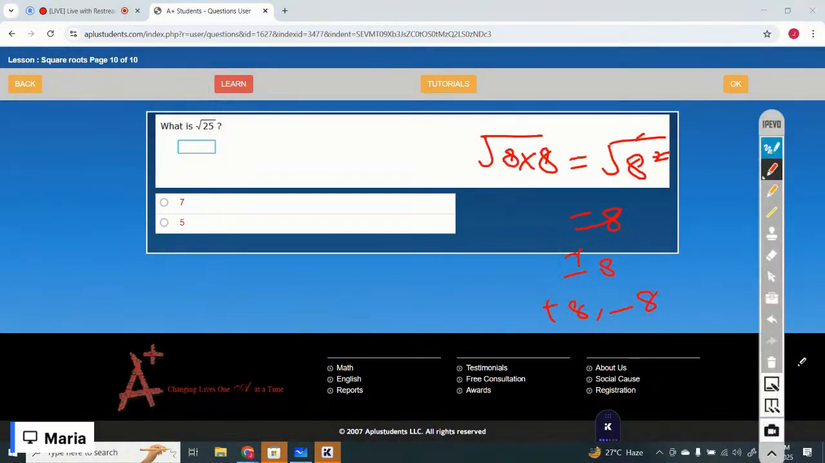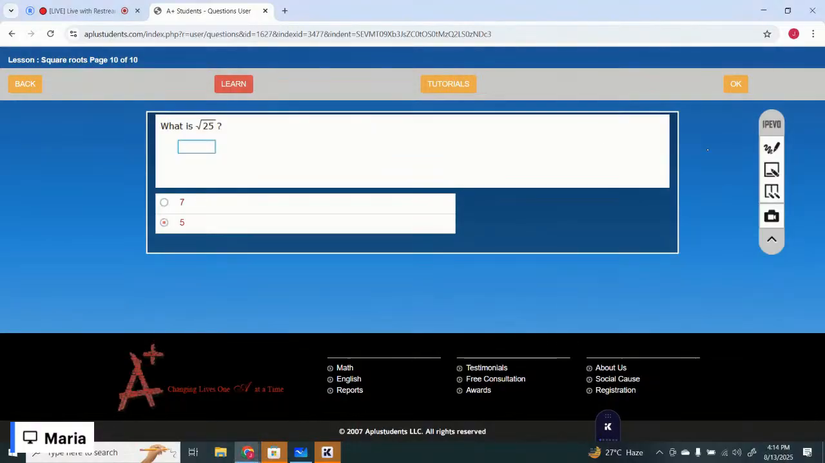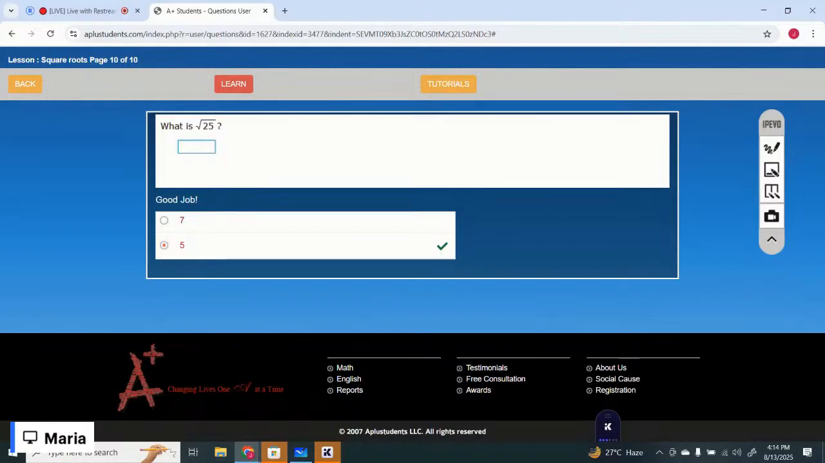What is square root 25? So 5 times 5 is 25. We can write it as 5 square, 2 and square root cancel out, so we are left with 5. Option number 2 is the correct option. 5 it is. Okay, we are done with the lesson. I think we've finished this lesson also. So let me just move on to the next lesson.